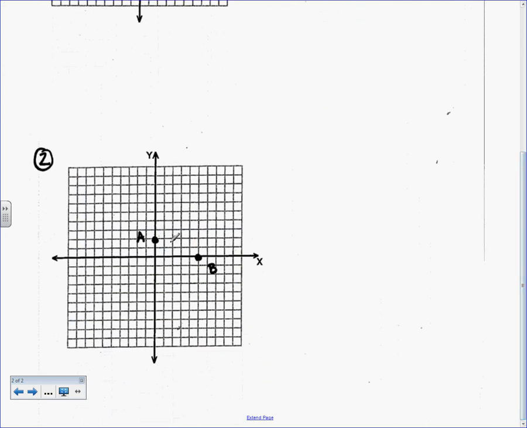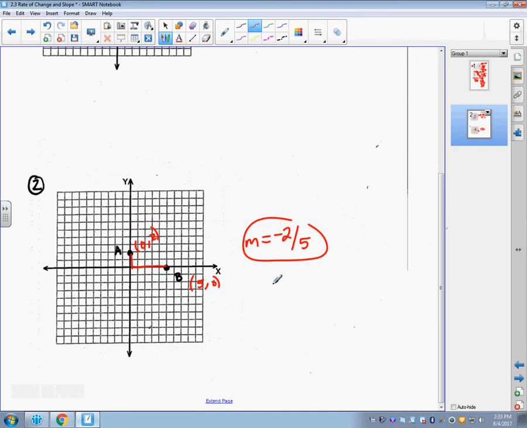I'm going to start here this time. I don't know why. I guess I just do it differently every time. I'm going to rise. That's down 2, so negative 2. I'm going to run 1, 2, 3, 4, 5. And that was positive. So my slope is negative 2 over 5. Super easy. If you wanted to, you could have said that this was the ordered pair 0, 2, and this is the ordered pair 5, 0, and you could have done your slope formula. That's fine.